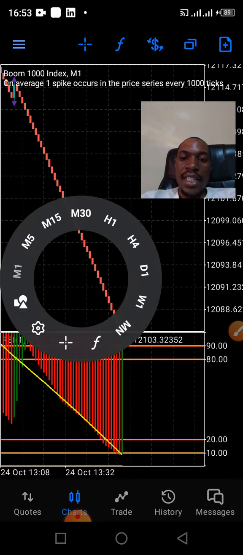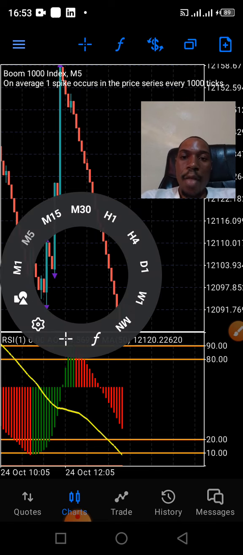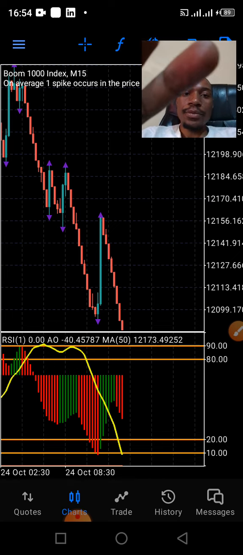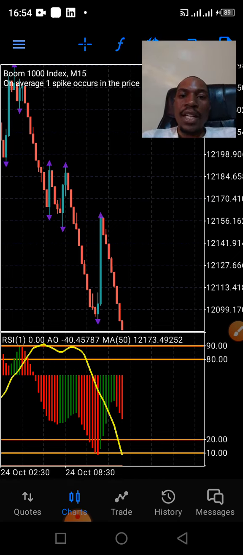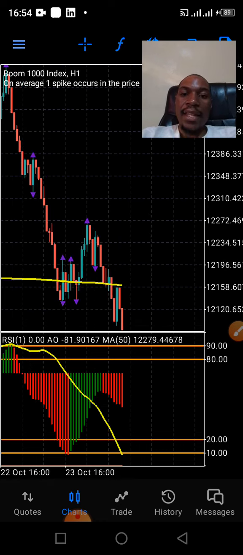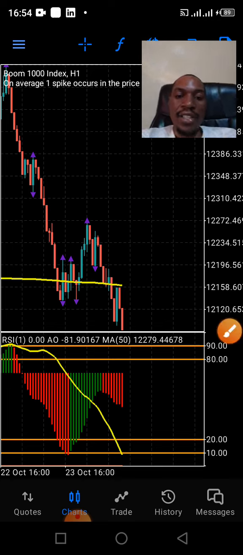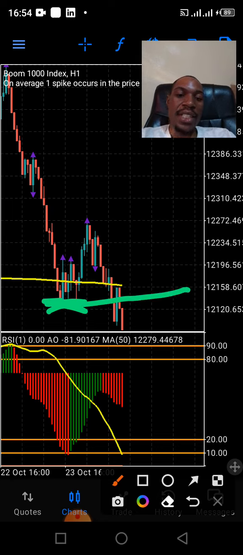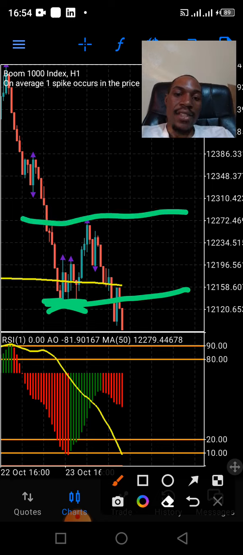Okay, so let us look at this. We are looking at Boom 1000 in M15. Let us check it in 1 hour. So for example, this area was your support level. When you mark it like that, it was a support level. Then this area was your resistance. So we are just looking at this.